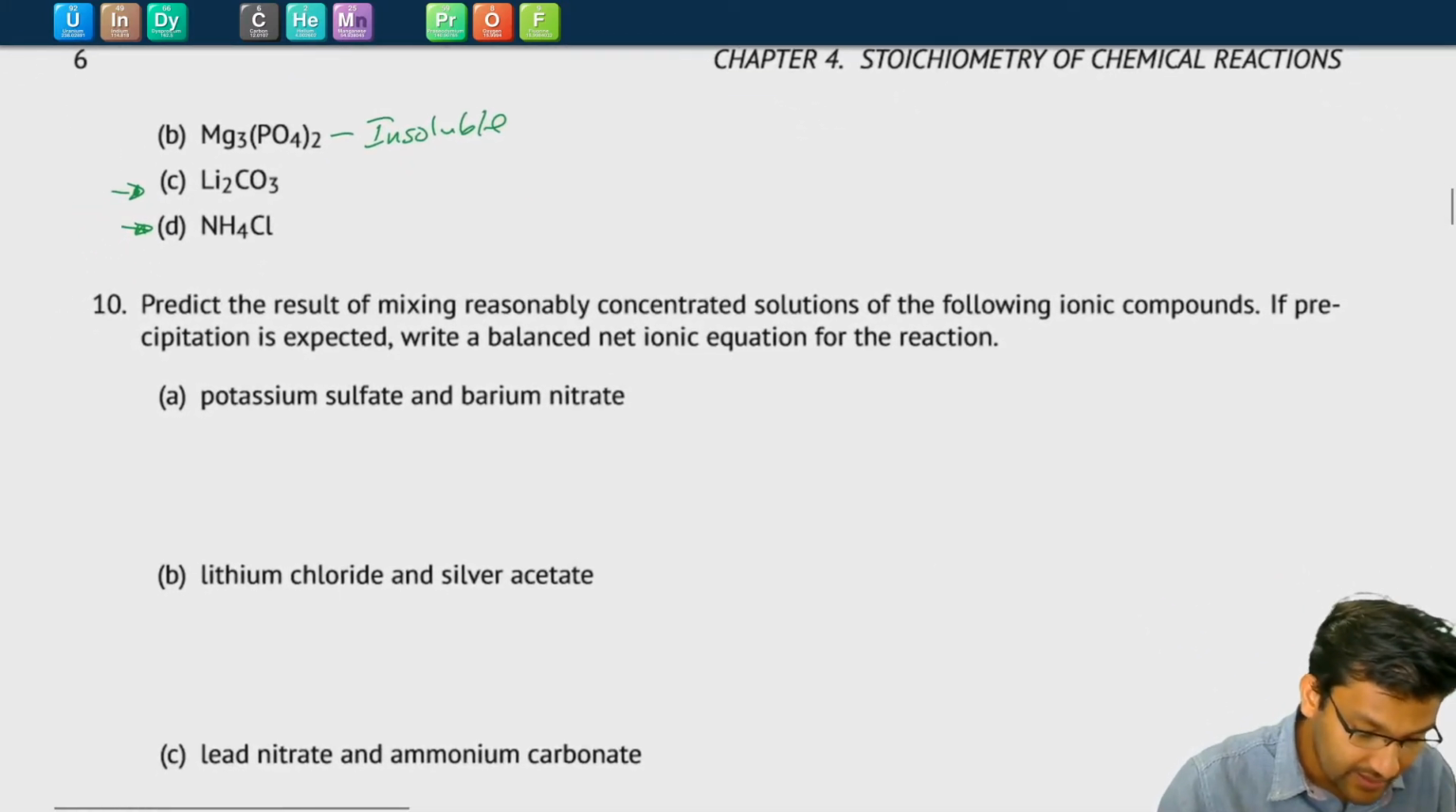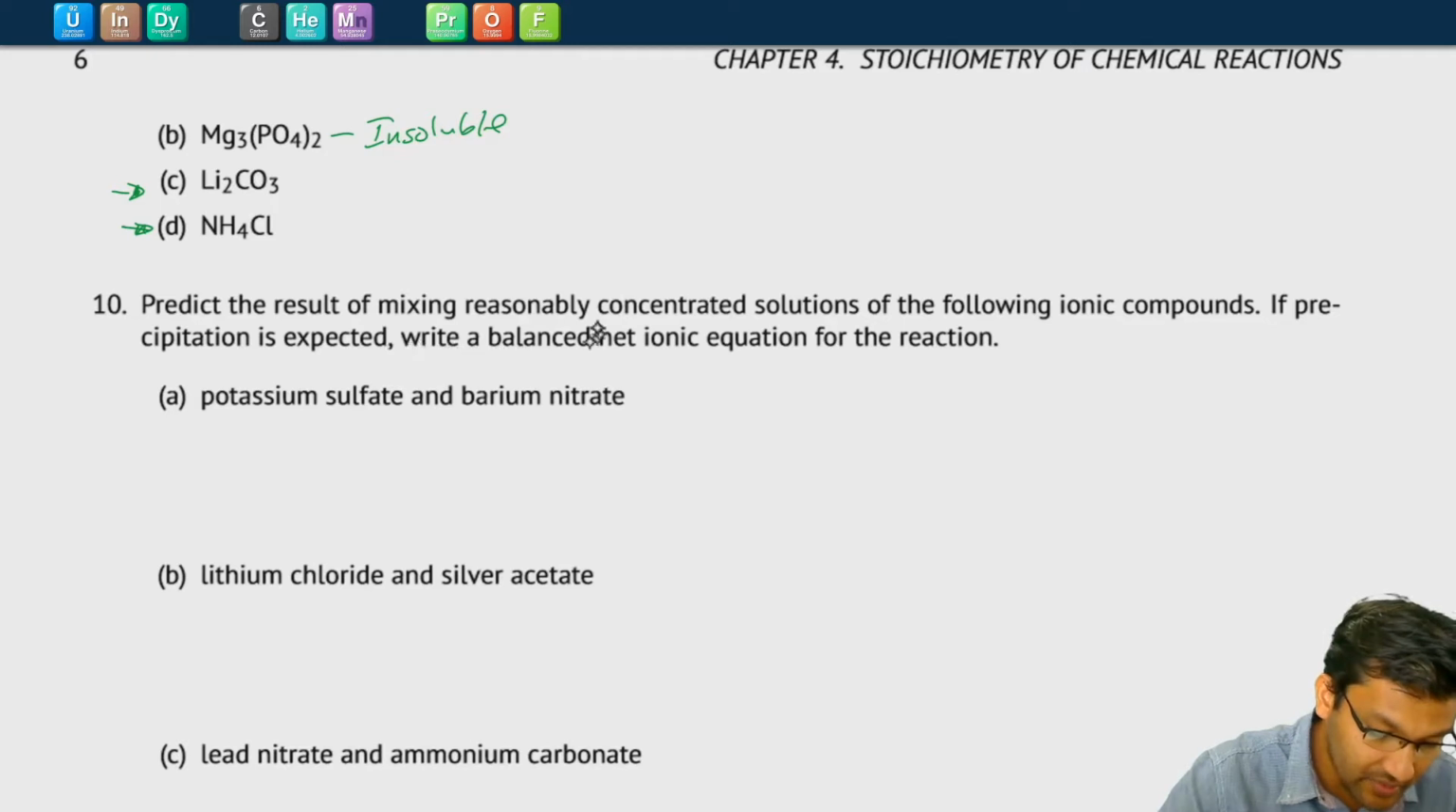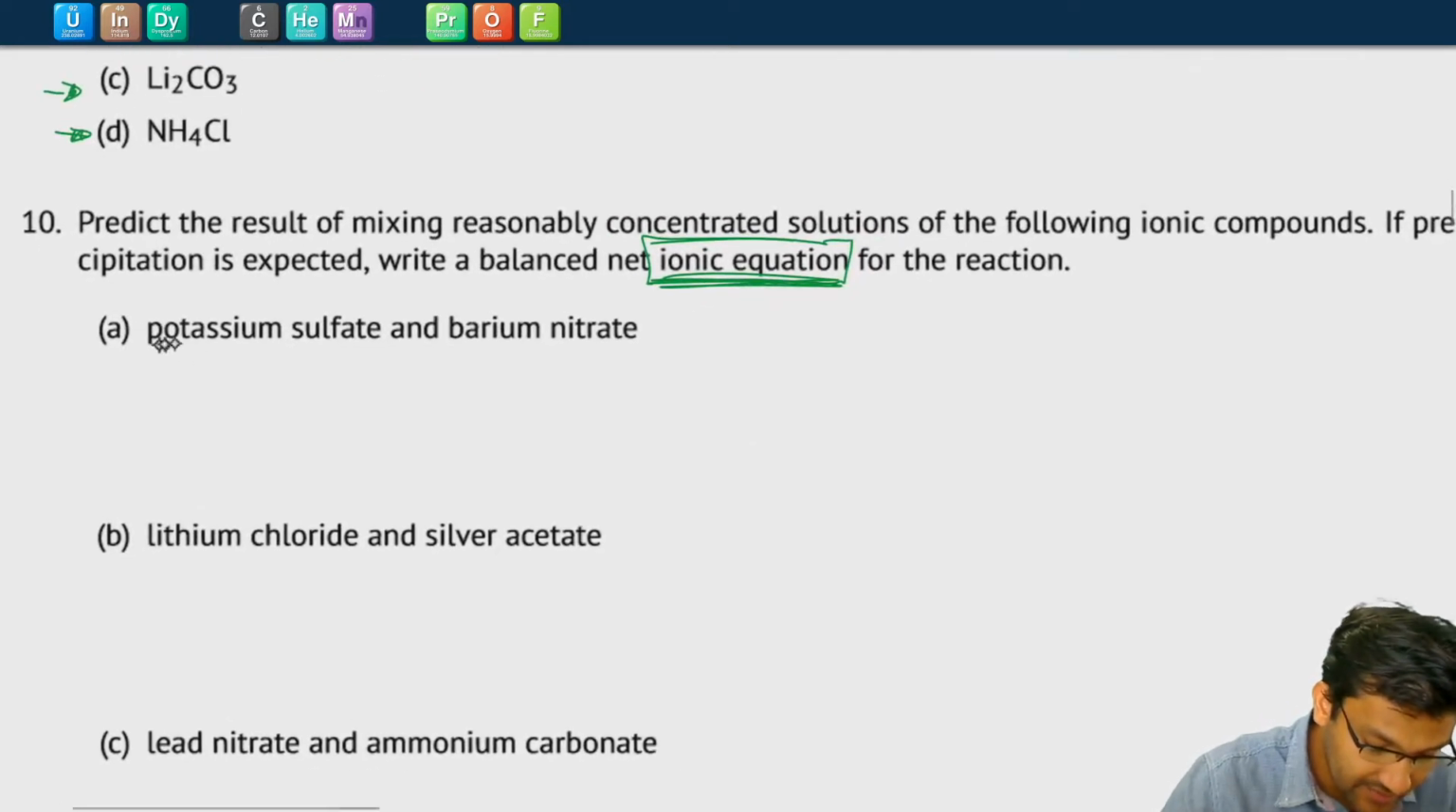Okay, let's look at number 10. Number 10 says to predict the result of the mixing of these concentrated solutions, and if a precipitation is expected, write the balanced net ionic equation for the reaction. So here we have potassium sulfate and barium nitrate. I would write these out in formula form.